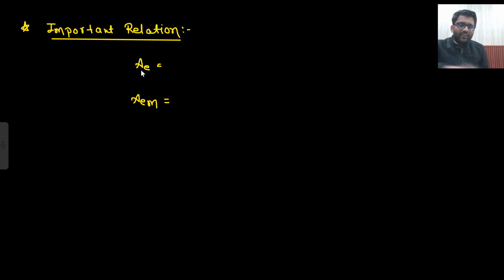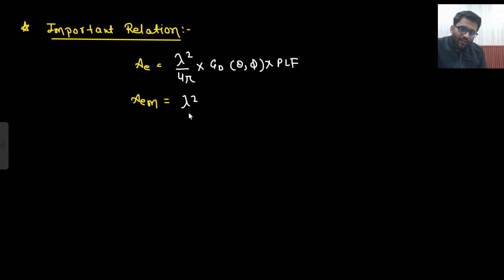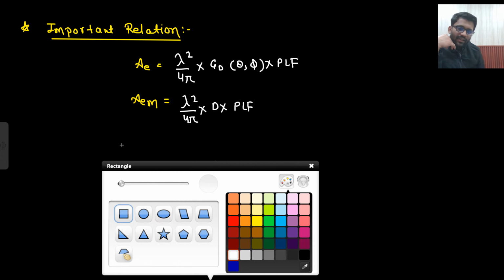What is that? First write down the formula of effective aperture area: λ²/4π into the directive gain into polarization loss factor. Here λ depends on the source, or you can say it depends on the frequency of the EM wave. What about polarization loss factor? That will be simply incident and reflected, and will depend on the polarization. So from here, can I say that my effective aperture area is proportional to the directive gain? Say yes or no. Effective aperture area is proportional to the directive gain.